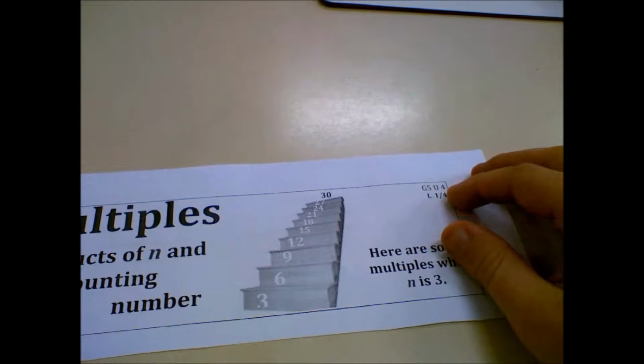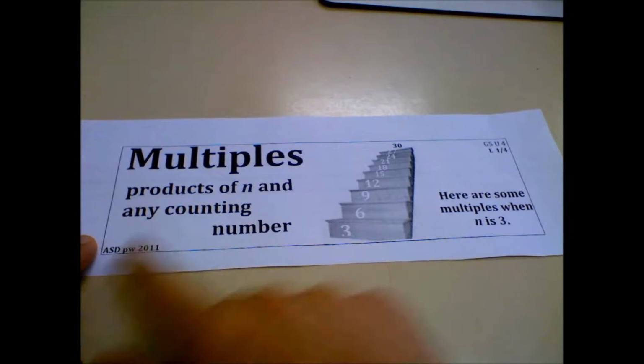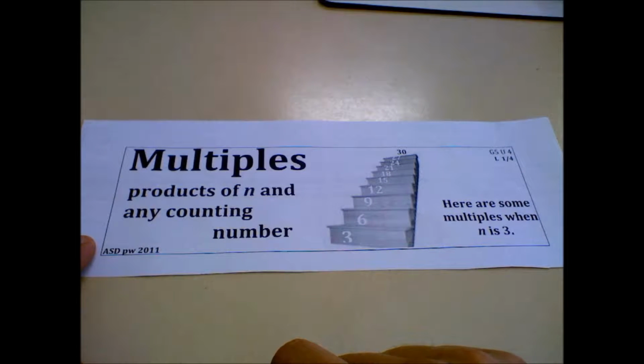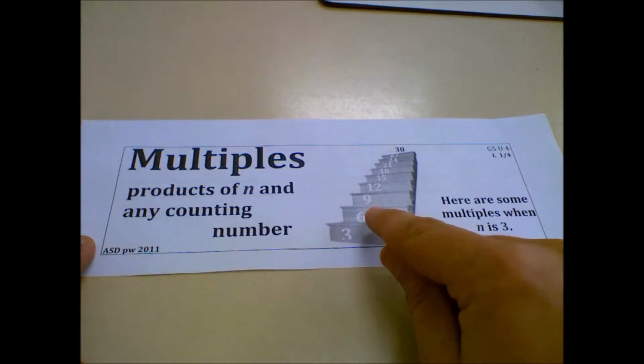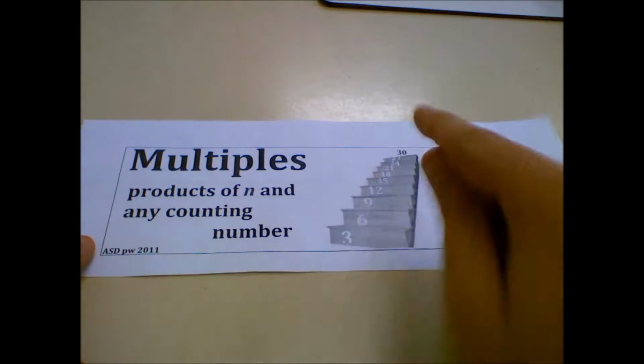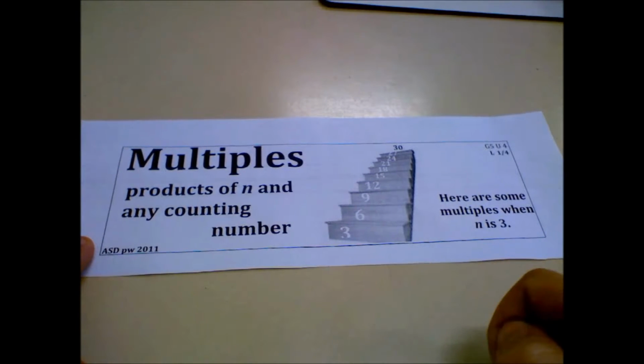The last one I want to talk about is multiples. Multiples are the products of any number and counting that number. So, multiples of 3: 3, 6, 9, 12, 15, 18, 21, 24, 27, 30. Just going up just like steps. Every third step.